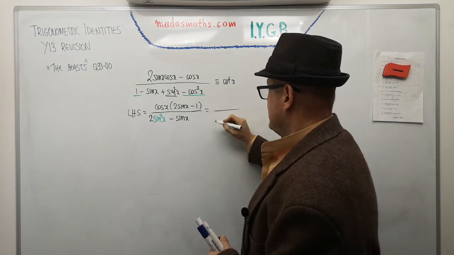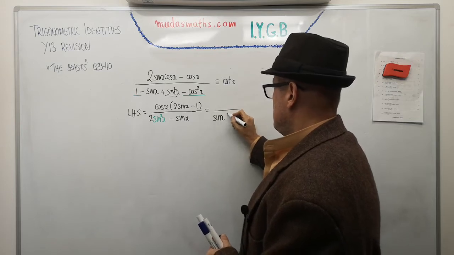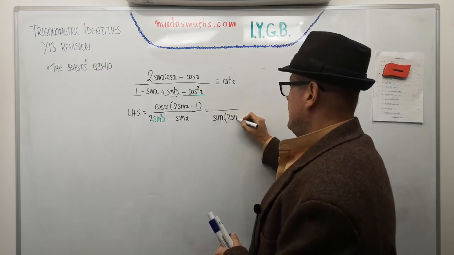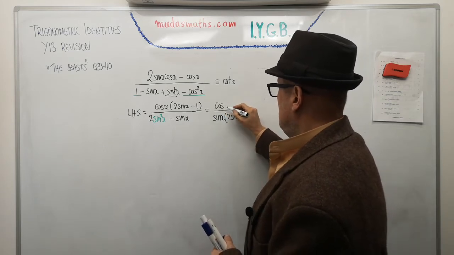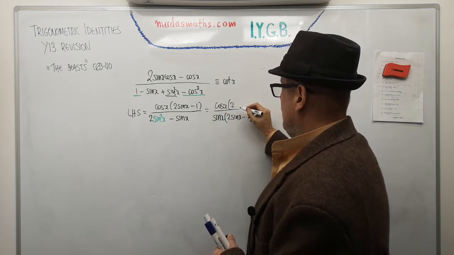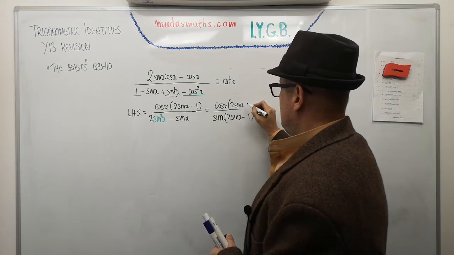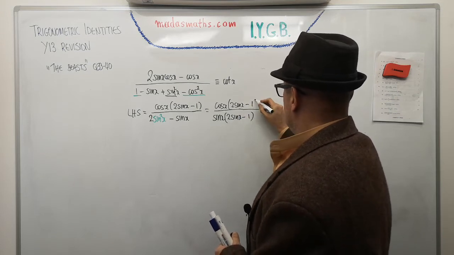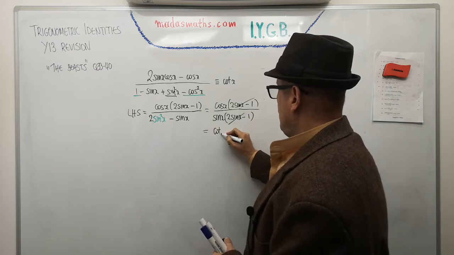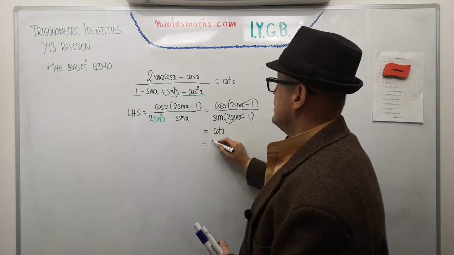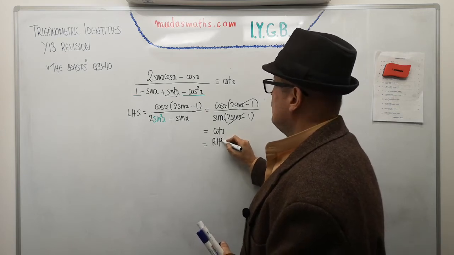I'm going to factorize the sine of x at the bottom: 2 sine x minus 1. Yes, it's just silly, really. It's not as hard, just a lot of stuff, trying to stress you out with loads of information overload in the hope that you will crack up. So this is a cot x, which of course is now the right hand side. Not that bad, this one.